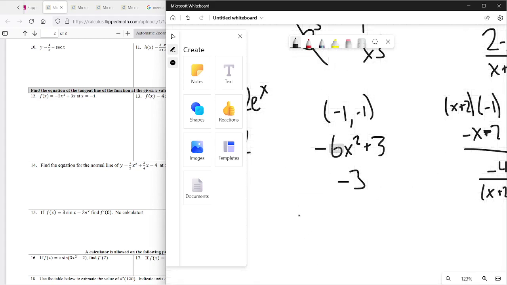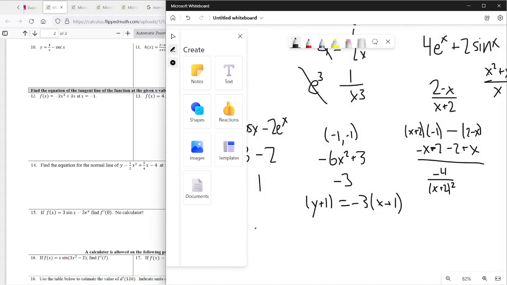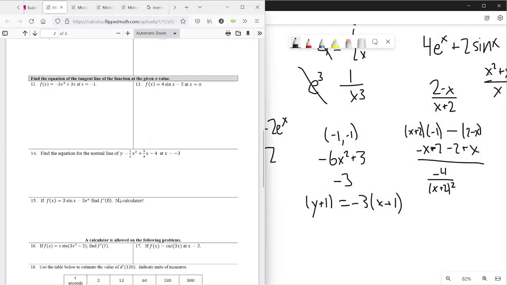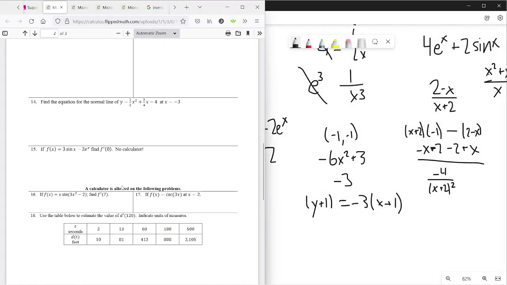And then just using this, usually you can just leave your equation in point slope form. So it looks like this. It's y minus k equals m times x minus h. So x plus 1. And you may have to simplify this if it's a multiple choice setting. If not, you can just leave it like this.